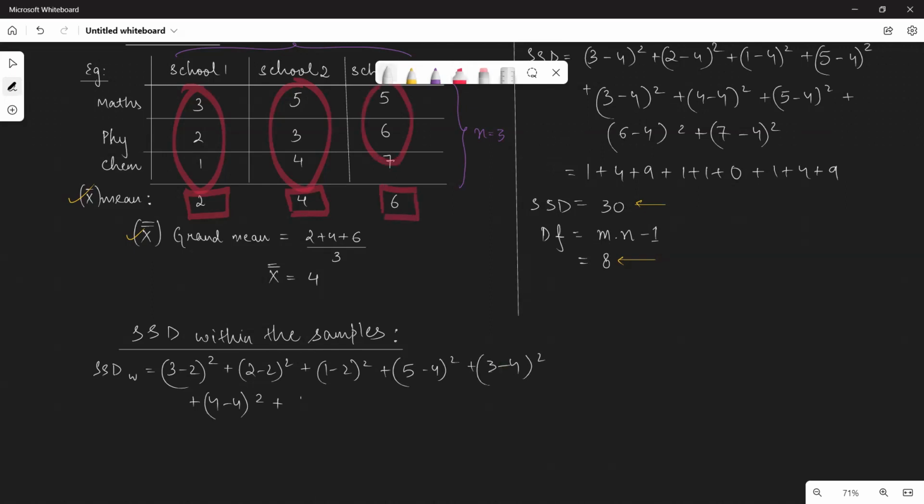Just a second. (5 minus 6) whole square plus (6 minus 6) whole square plus (7 minus 6) whole square. Whatever value we get, that becomes your SSD within. So let's calculate SSD within. This becomes 0, this becomes 0, this becomes 0. What about the rest?